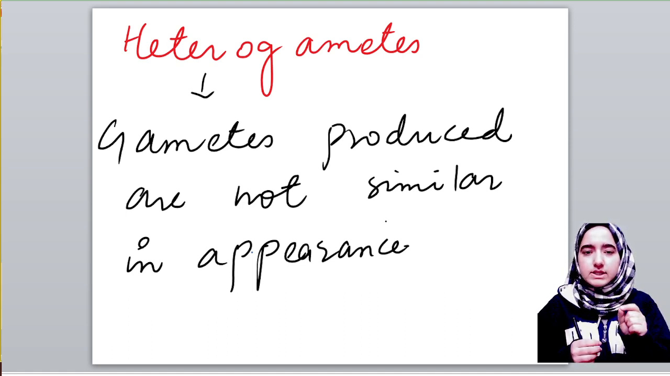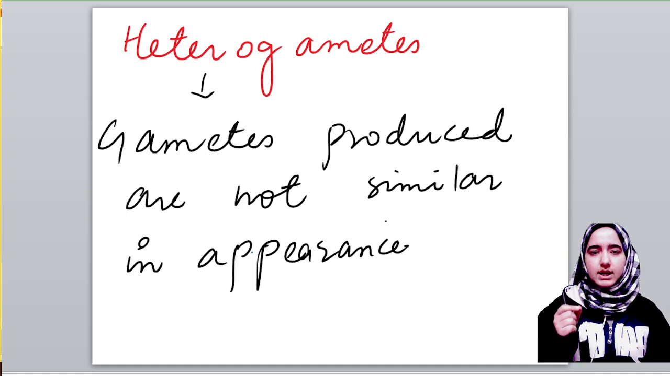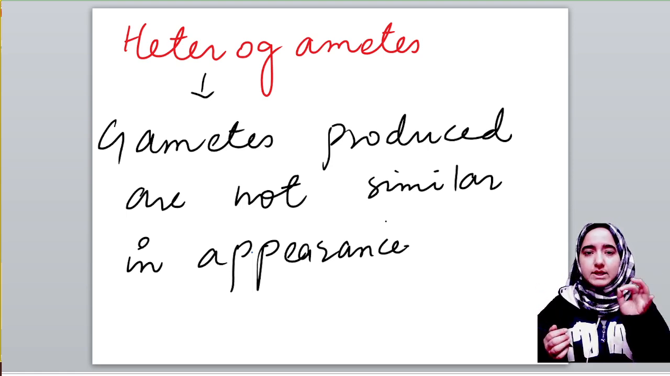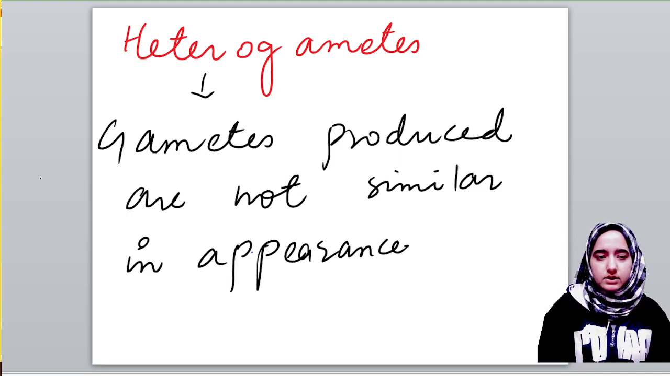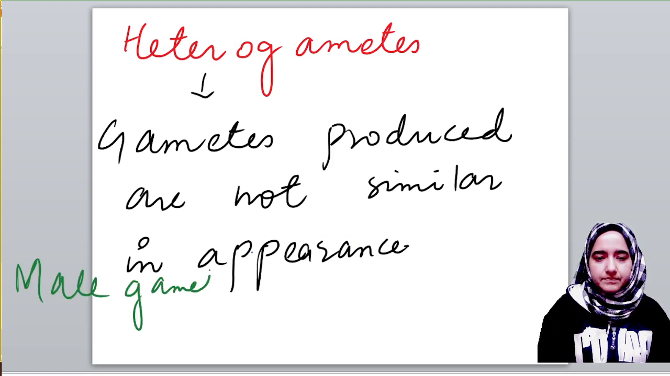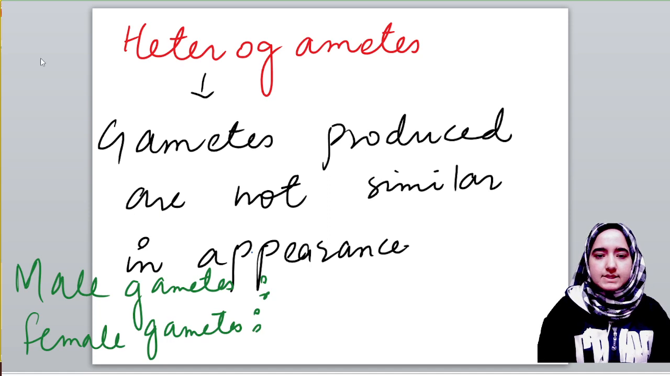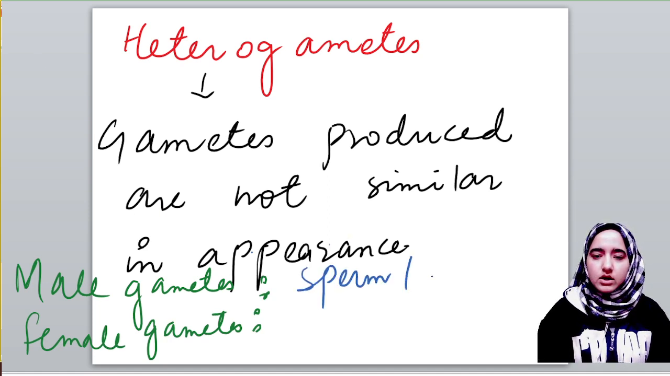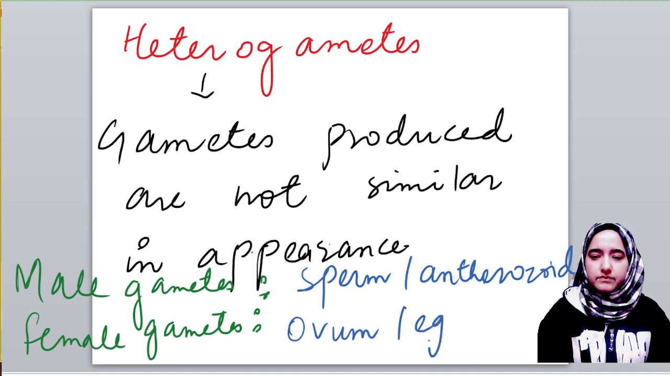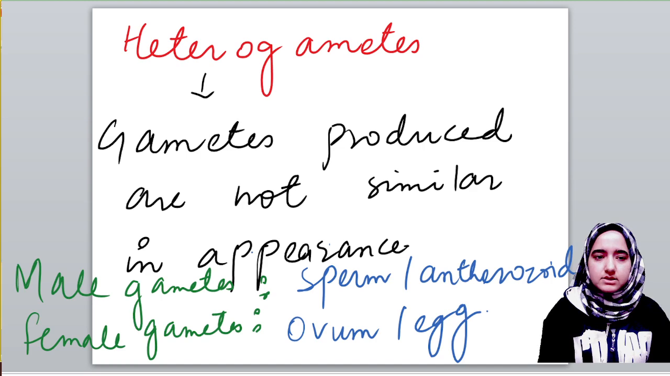Now you will see that homogametes are produced in simple organisms like algae, but in most of the sexually reproducing organisms, be it human beings, other animals, or complex organisms, the gametes produced are not similar in appearance. In these we have two different gametes, male gametes and female gametes. As I already said, the male gamete is known as sperm or antherozoid. Female gametes are known as ovum or egg. I hope this concept is crystal clear.